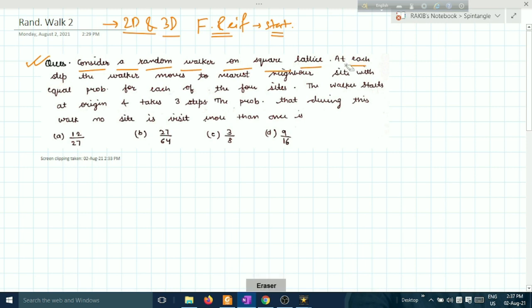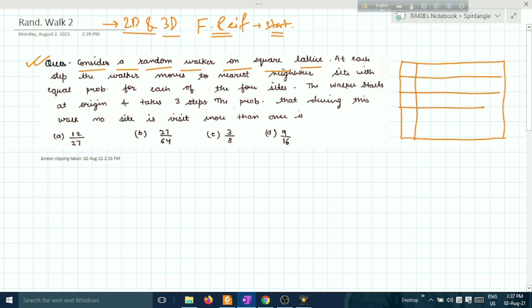First of all, draw a square lattice. You can consider this as a square lattice. These are the internal blocks. I am not writing, these are the blocks. Let me draw it. This is a kind of square lattice.